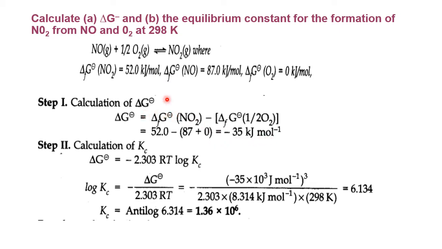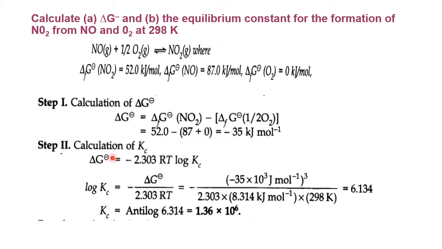Why do I have to calculate delta G? Because delta G formation is given. So using this data, we will calculate delta G naught. Once you know delta G naught, where will you use this value? In the main equation, delta G naught equal to minus 2.303 RT log Kc. That's why I have calculated delta G naught using the delta G naught formation for all three chemicals. The formula is total delta G naught for the product minus total delta G naught for the reactant. With that I have got minus 35 kilojoules per mole.